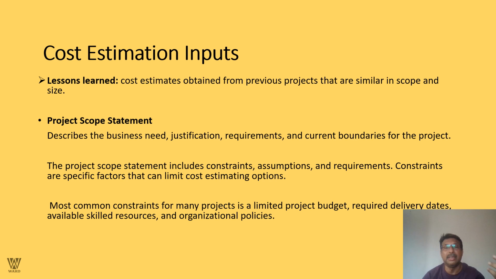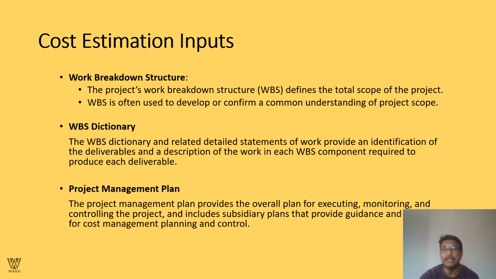What are the lessons learned from previous projects which are more or less similar in scope and size? The project scope statement describes the business requirement, justification, and current boundaries of the project. The project scope statement includes constraints, assumptions, and requirements. Constraints are specific factors that can limit the cost estimate options. The most common constraints of any project are the project budget, required delivery date, available skilled resources, and organizational policies.